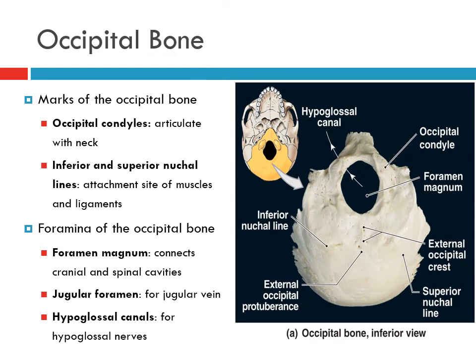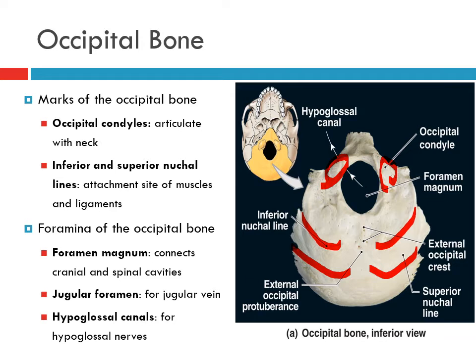The occipital condyles I already talked about, you find here, and those are for articulation with that first cervical vertebra, which is also called the atlas. And then there are superior and inferior nuchal lines. So this is the superior nuchal line, and this is the inferior nuchal line, and those are for attachments of muscles and ligaments of the neck.